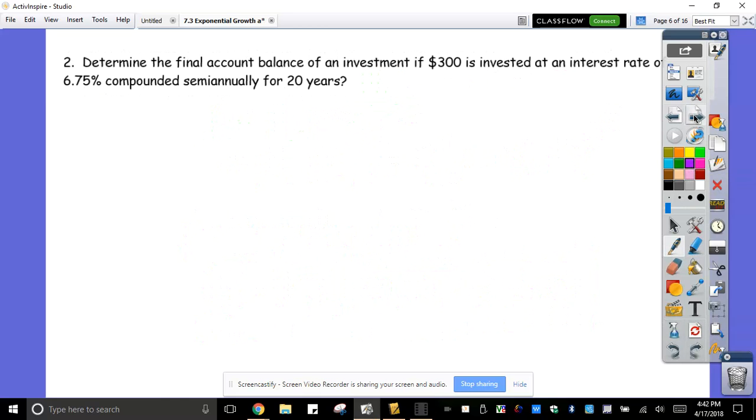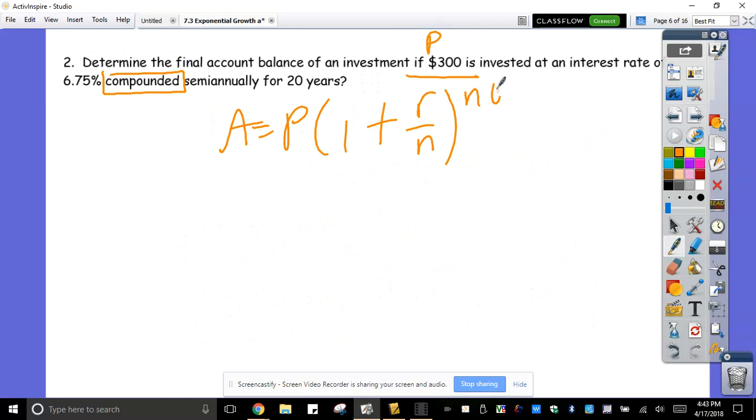Determine the final account balance of an investment. So this is your starting point. We invested at an interest rate of 6.75% compounded. I know that the formula will be 1 plus r over n to the nt. I'm using this formula because it's compounded. And it says semi-annual, so therefore my n will be equal to 2.